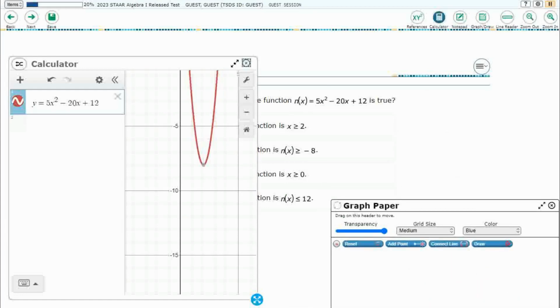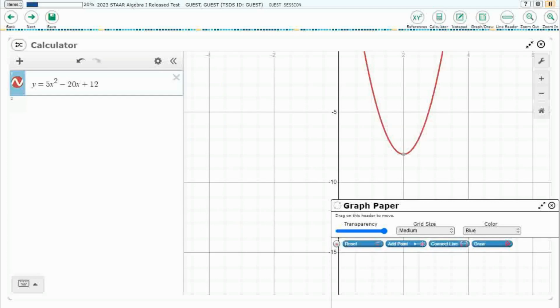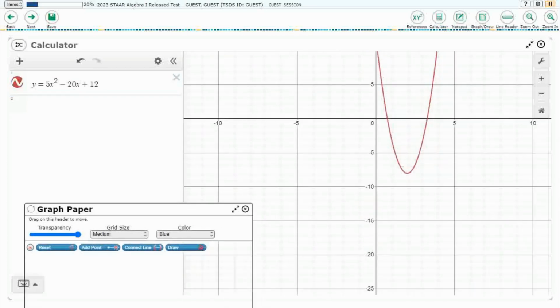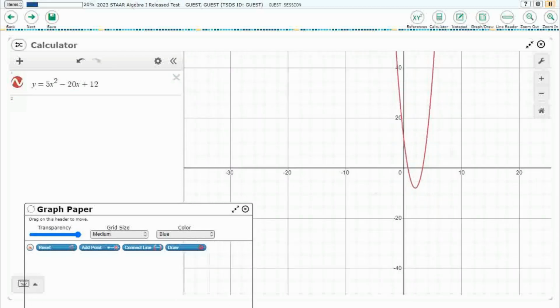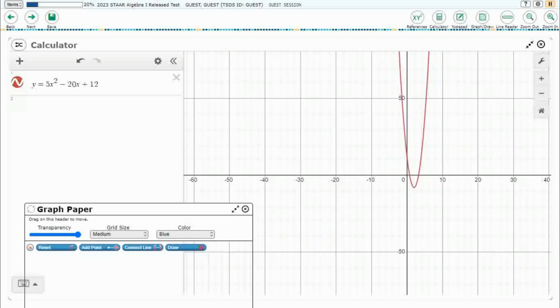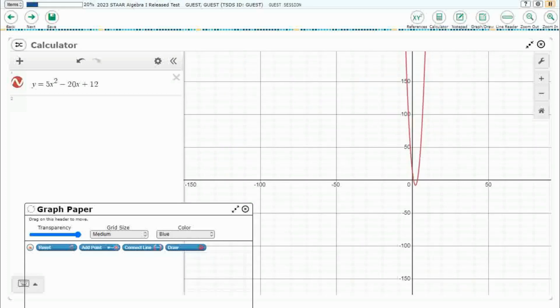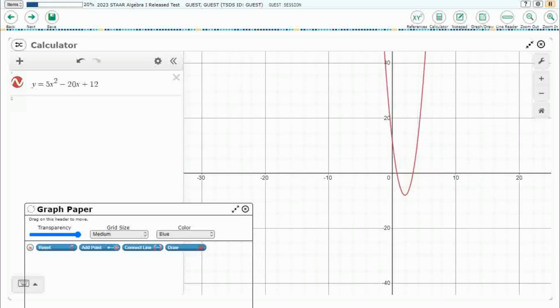But let's go ahead and just open up a calculator here. And you see we've already got that graphed for us here: 5x squared minus 20x plus 12. I went ahead and entered that before. So let's see what this graph looks like. If we zoom out, we're going to notice that it expands to the left and the right very slowly, but it infinitely expands to the left and the right. So my domain, my x values, is going to be infinite.